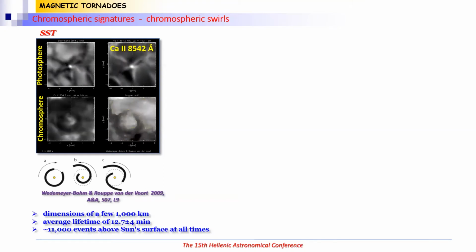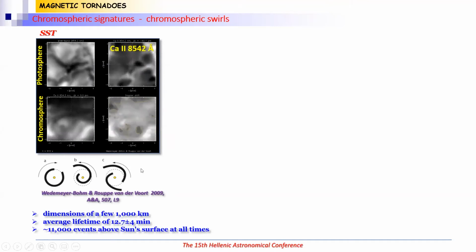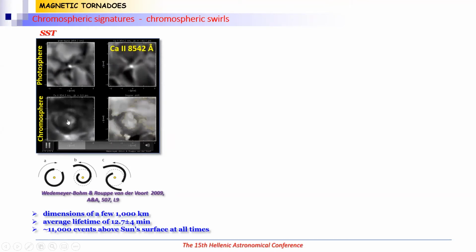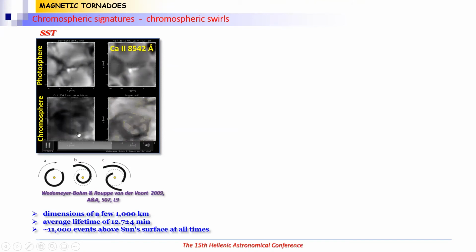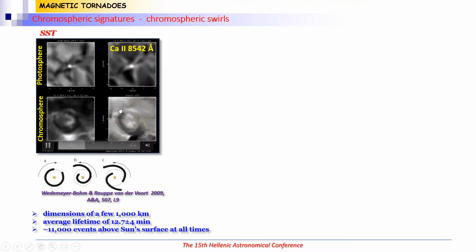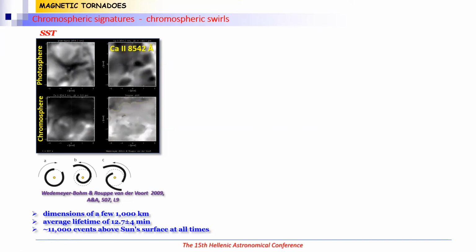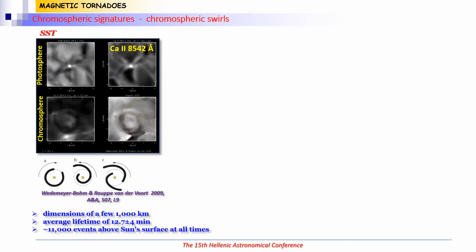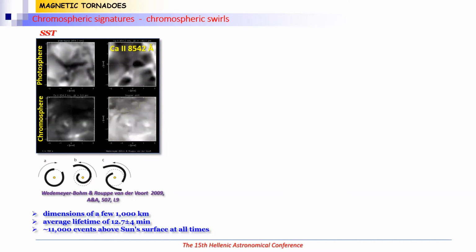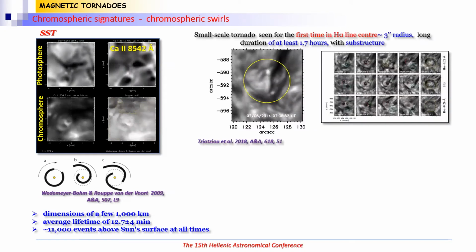Up in the chromosphere, usually magnetic tornadoes show like rings or spirals or fragments of spirals. And you can see here observations by Wedemeyer-Böhm and Rouppe van der Voort in 2009, where you can clearly see these very nice spiraling magnetic tornadoes in the calcium 8542 line. Usually these chromospheric swirls, as they are known, have dimensions of a few thousand kilometers, average lifetimes of about 10 to 12 minutes. And as Wedemeyer reported in 2012, usually you have something like 11,000 events on the solar surface at all times.